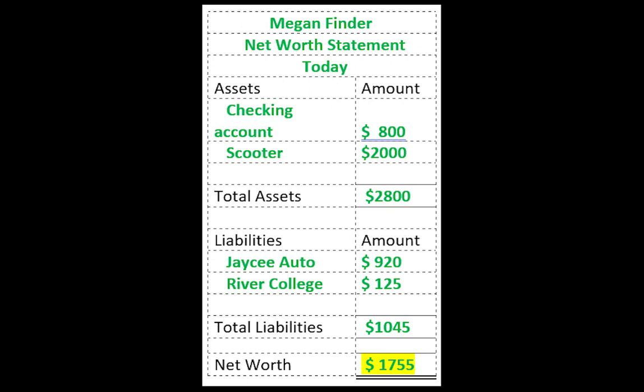Then we need to calculate her net worth, which is the assets minus the liabilities. So $2,800 of assets minus $1,045 in liability gives us a net worth of $1,755. Hopefully you always get a positive value. If you get a negative value, you owe more money than you have, which is generally a bad sign for a business or a person.